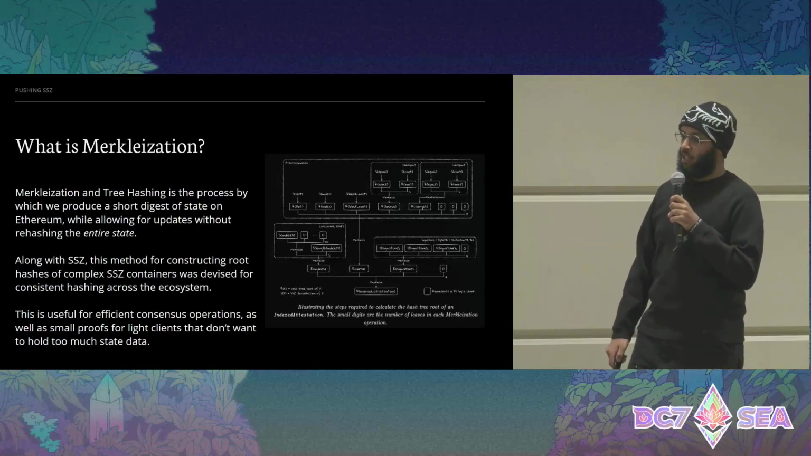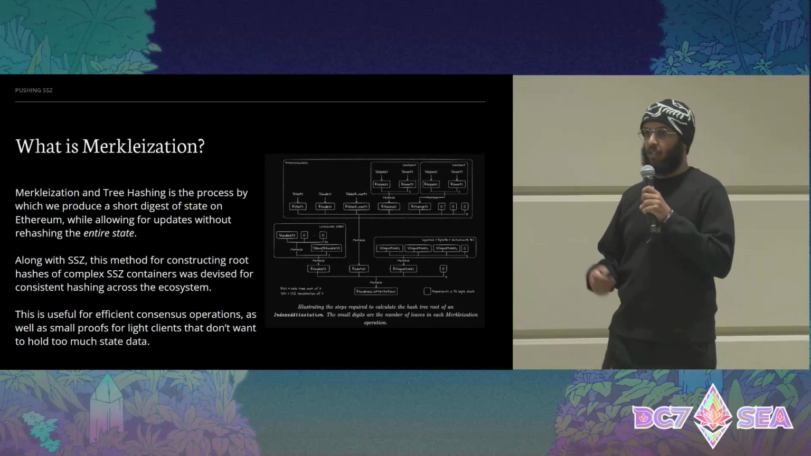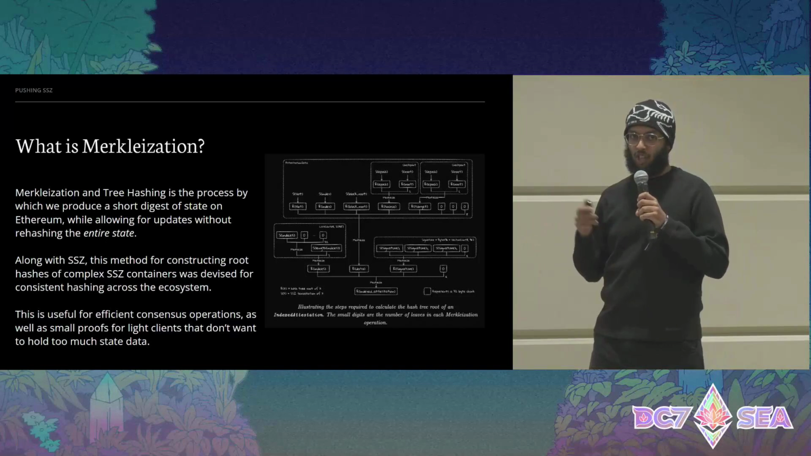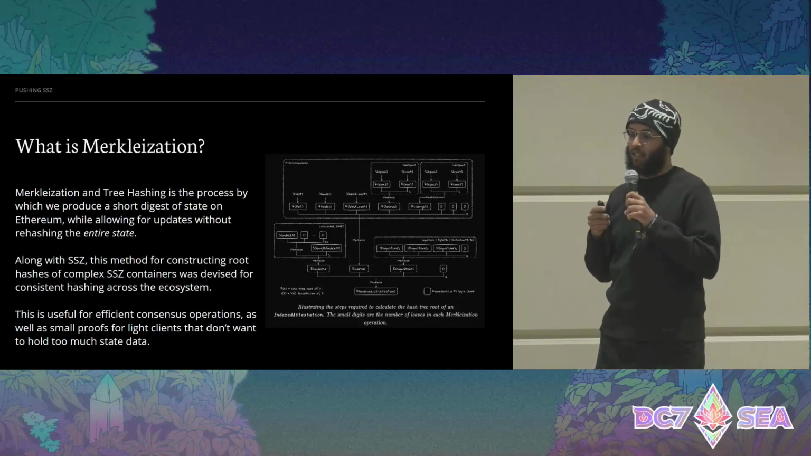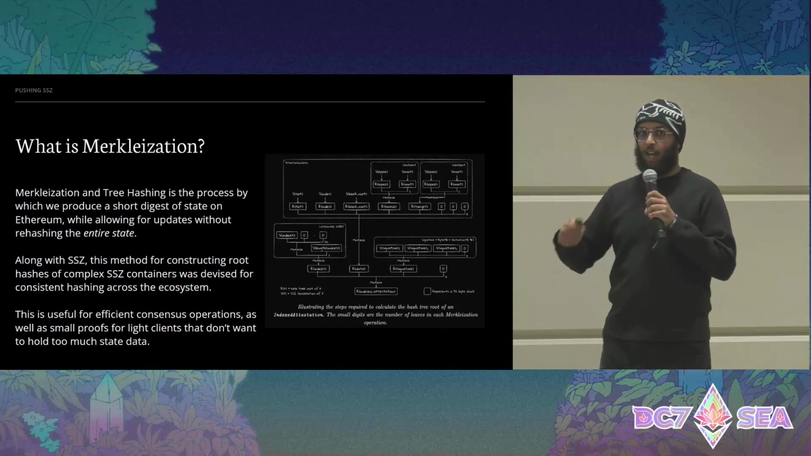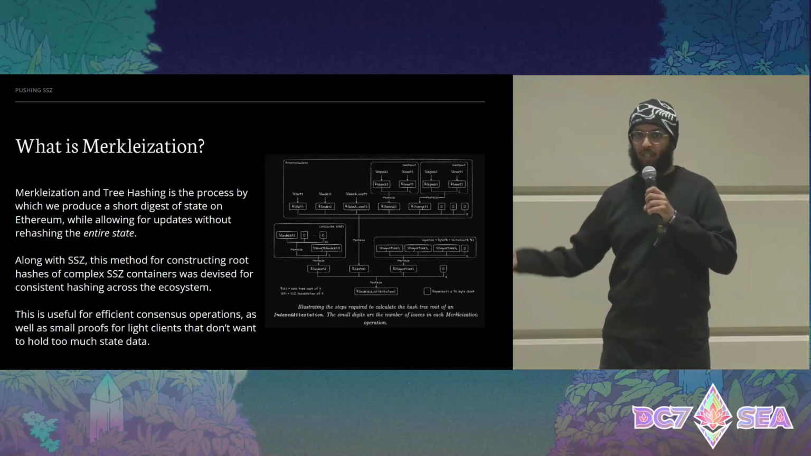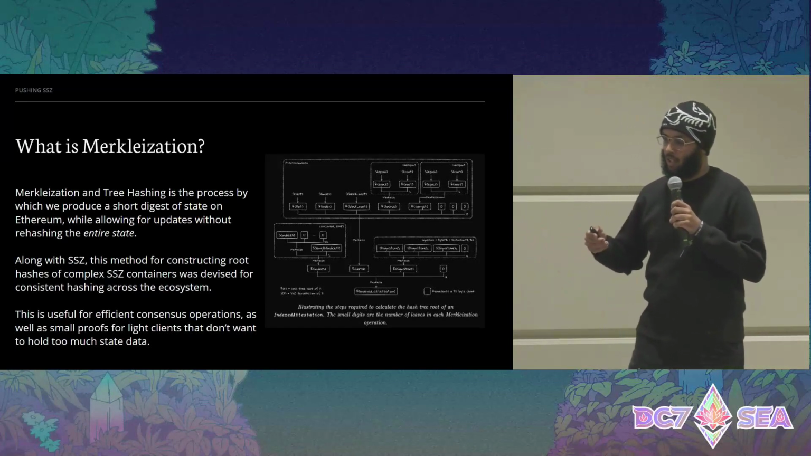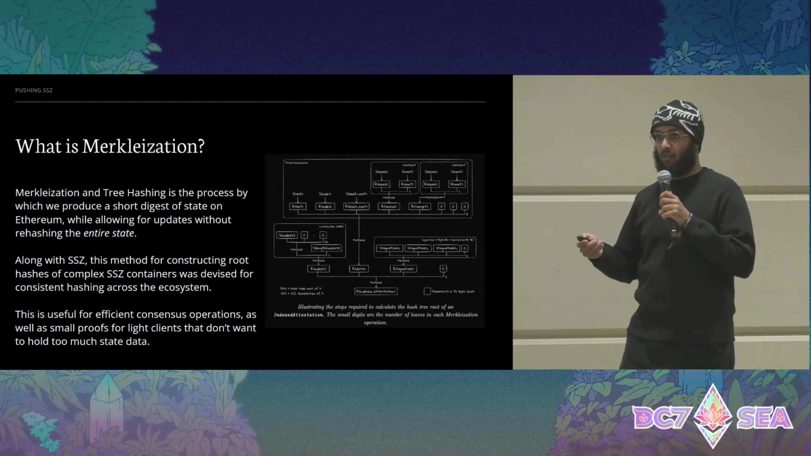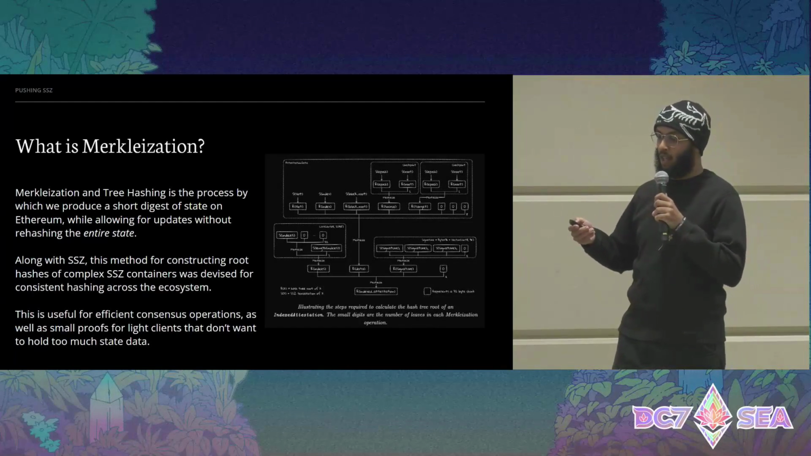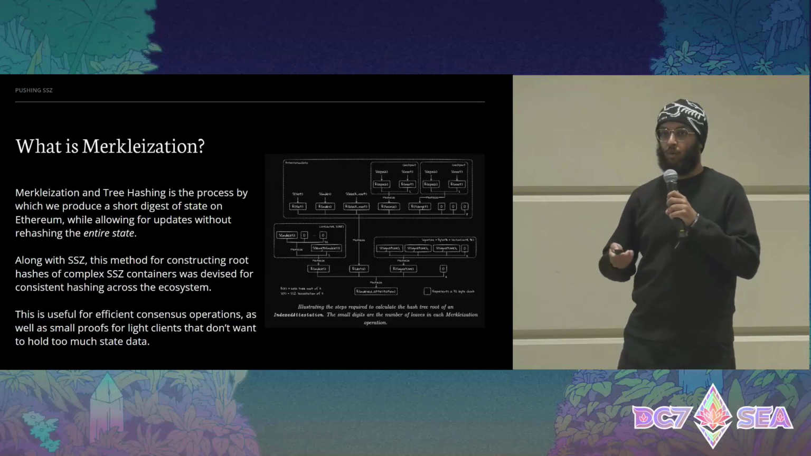And Merkleization is the process in which we generate a short digest of the state while allowing for updates without rehashing the entire state. This is useful to generate small proofs of the contents inside a beacon block for light clients that don't want to hold too much state data.